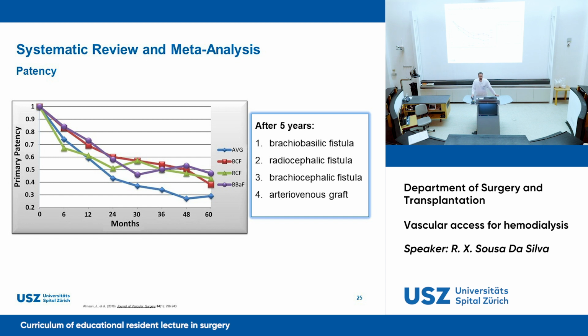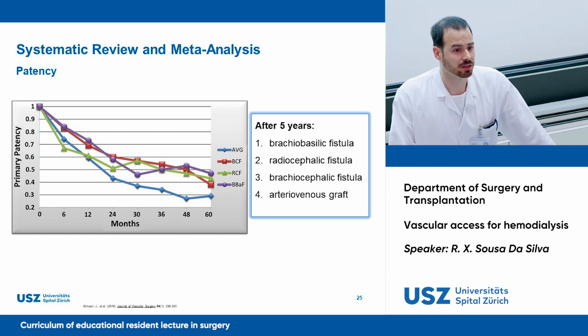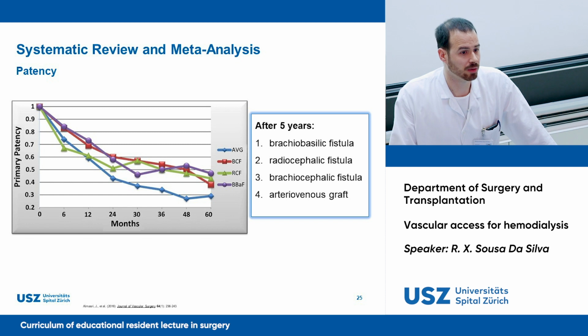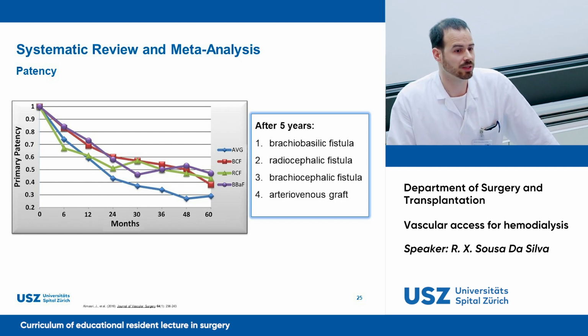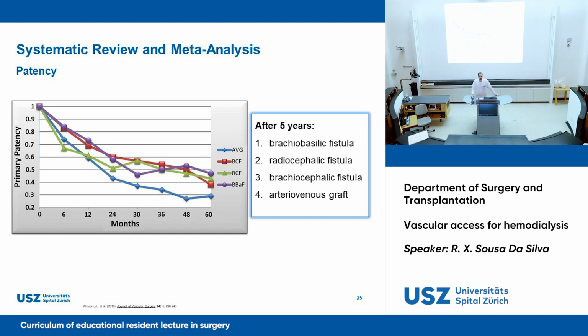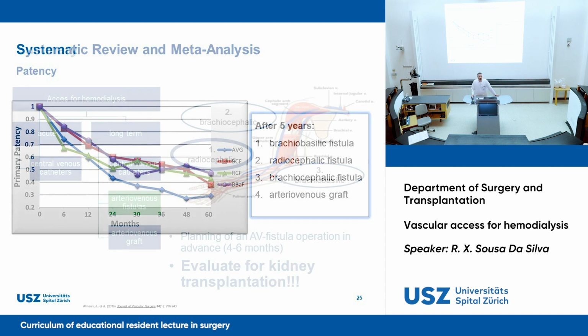So number 1 is in violet, the brachiobasilic fistula. Number 2, the most used by us and where you should start, the radiocephalic fistula in green, then the brachiocephalic fistula, and at last the arteriovenous grafts that have, as you see, a really low primary patency.